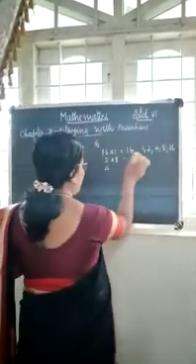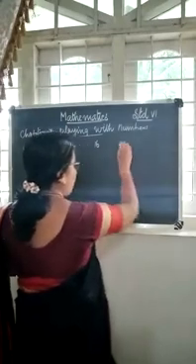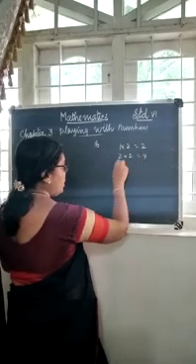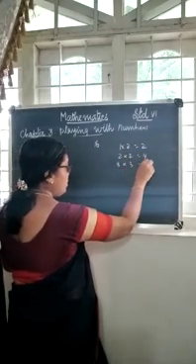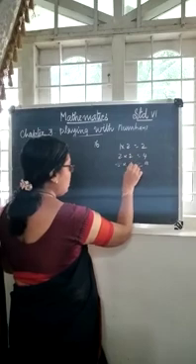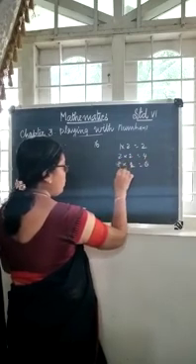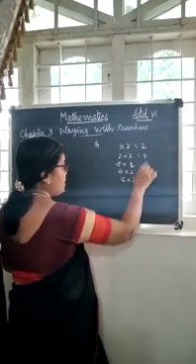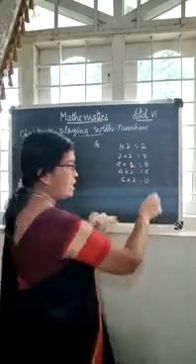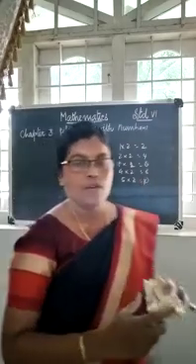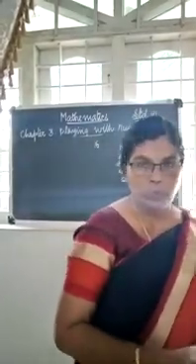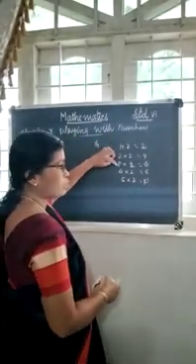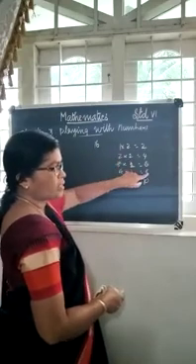What we see in the multiplication table: 1 into 2 is equal to 2, 2 2s are 4, then 3 2s are 6, then 4 2s are 8, 5 2s are 10. These, 2, 4, 6, 8, 10, are called the multiples of 2.